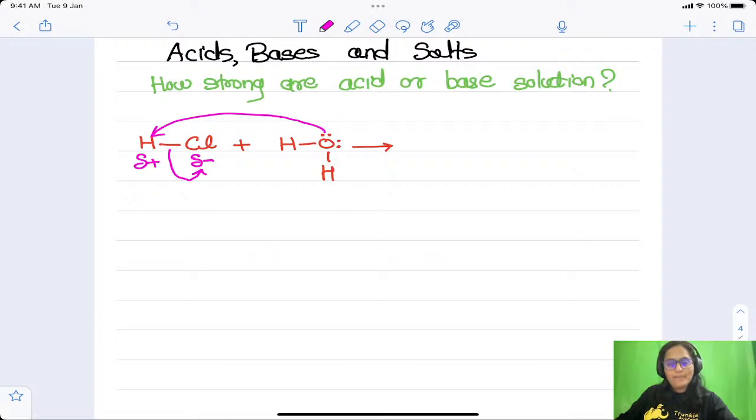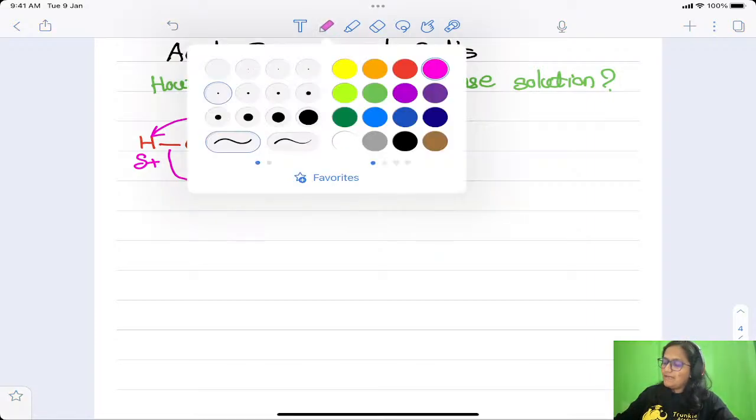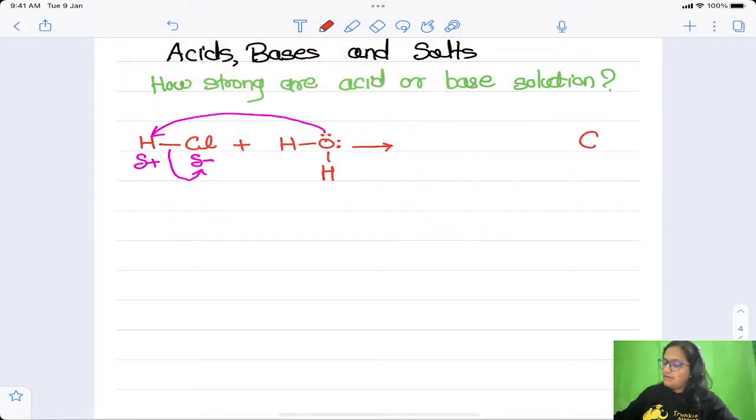So what will happen after this? First of all I will write down Cl minus. Cl minus will be removed here. Why Cl minus? Because chlorine is taking these two electrons with it, and this is called the chloride ion. What happens to water?